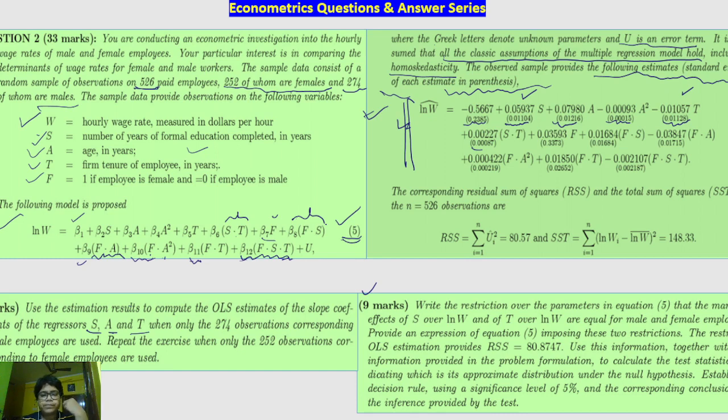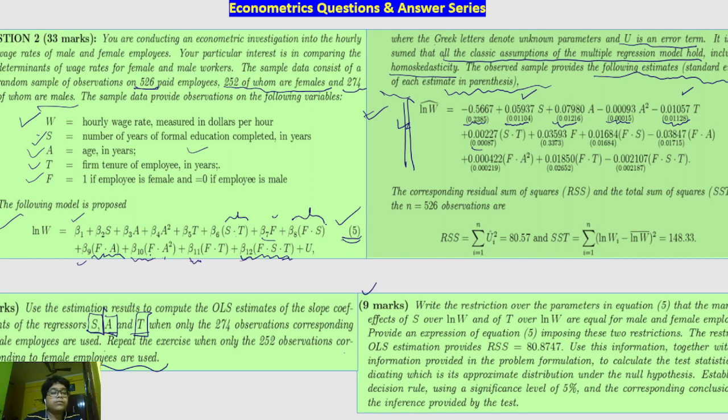And then repeat the exercise when only the 252 observations corresponding to female employees are used. So first we have to derive it with respect to male, then next we have to derive it with respect to female. Remember, only three. I have written more than three, but three we have to keep in mind: study in years, age and tenure.